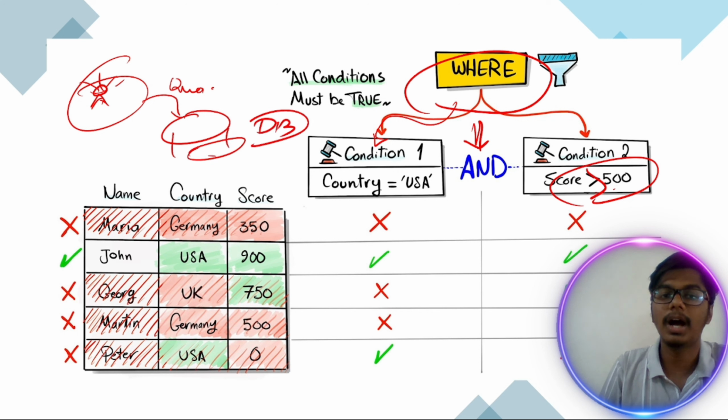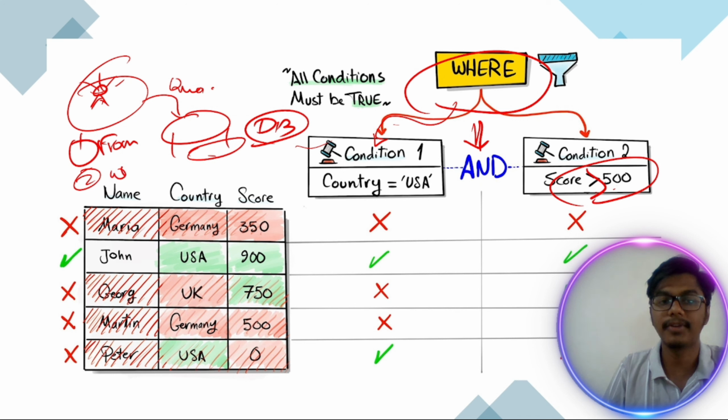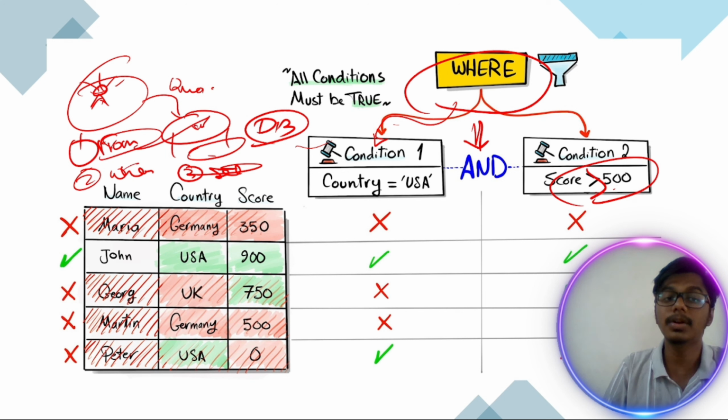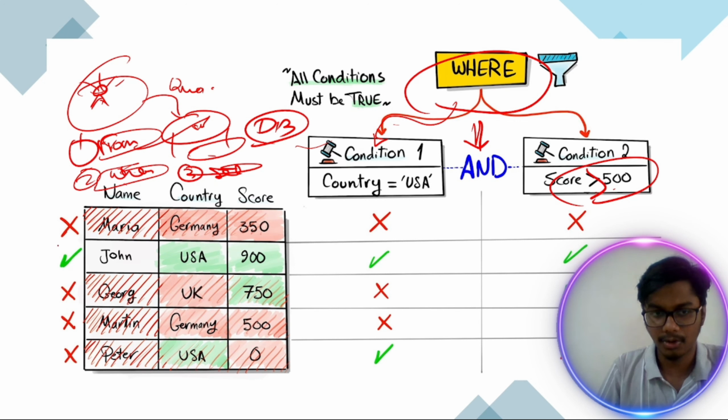Again, we have two conditions, right? Whether the country equals USA and the score is greater than 500. Let me get into how SQL works. The first step in the execution order is FROM, the second is WHERE, and the third is SELECT. For now, let me omit the SELECT query and just use this customers table. WHERE means we are fetching results based on the conditions.